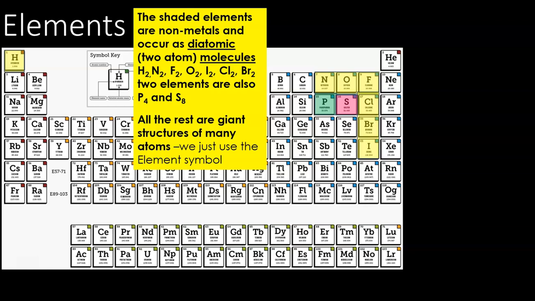There are two other nonmetals which are very different. These are phosphorus, which occurs as P4 molecules, and sulfur as S8 molecules. All the rest of the periodic table are predominantly, of course, metals, and their giant structures will have many, many atoms, far too many to number, so we just use the symbol for the element for everything else. So it's important you remember the hydrogen, nitrogen, fluorine, oxygen, iodine, chlorine, bromine group, the ones in yellow, and the other two, phosphorus and sulfur.